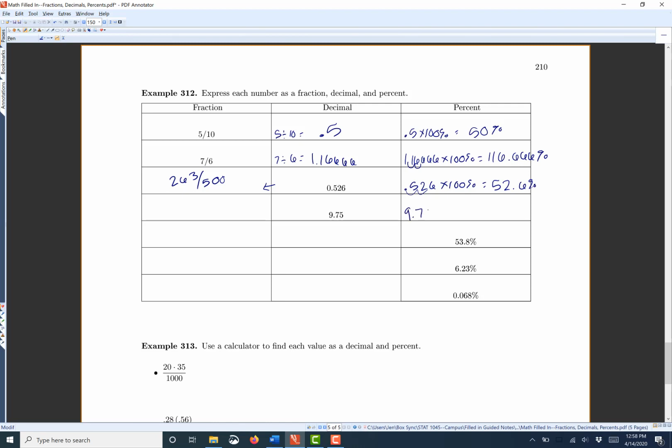9.75 times 100%. Move it 2 places, that should give me 975%. If I want to make it into a fraction, again, I just put in my calculator, so I do 9.75, enter, push change to fraction, and it gives me 39 out of 4.